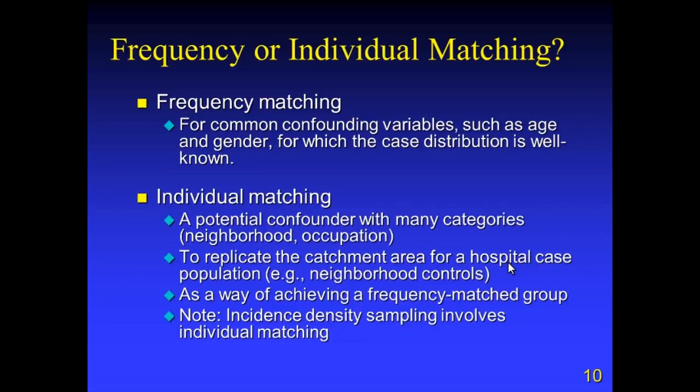Individual matching. Normally we use it when we have a potential confounding factor which we want to match on, which has many different categories, and they would include neighbourhood or occupation, for example. And in the situation we've talked about before, where you have a hospital case group and you use neighbourhood controls, you would match on neighbourhood in that situation. It is also a way of achieving a frequency match group.